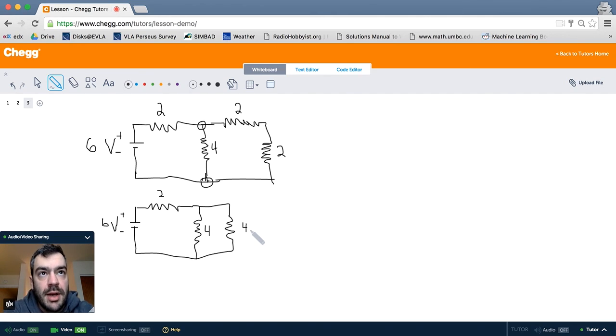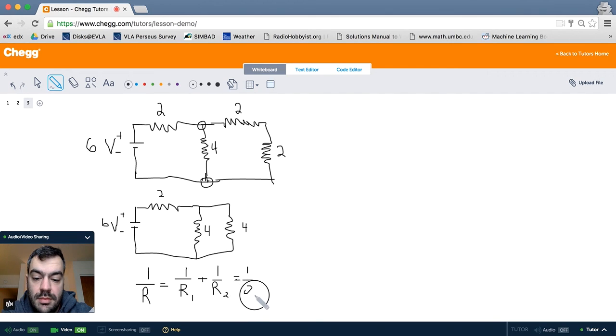Now if you remember how to combine parallel resistances, you'll know that we can combine these two in a way that makes sense. So we know that 1 over the equivalent resistance of this pair of resistors is equal to the sum of the reciprocals, so 1 over R1 plus 1 over R2. So 1 over R would then be 1/4 plus 1/4, which is a half. So that means that this network can be replaced by a single 2 ohm resistor.